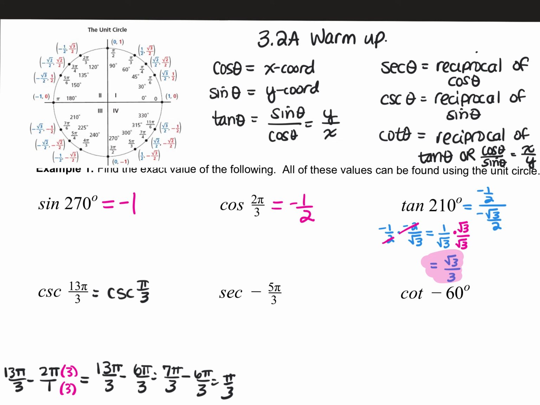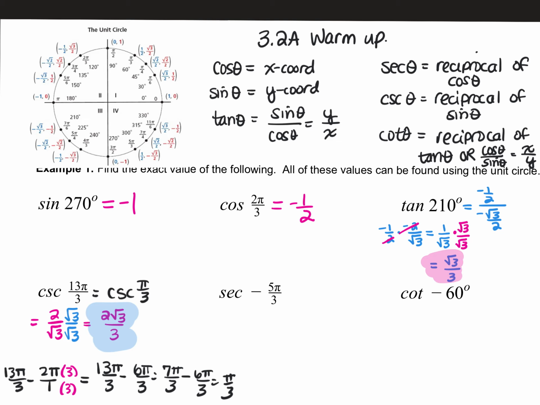So I'm going to flip that, and we're going to end up with 2 over radical 3. Now, that's not bad, except I don't like having the radical in the denominator. So I'm going to multiply by radical 3 over radical 3, and I get 2 radical 3 over 3. And that is the cosecant of 13 pi over 3.